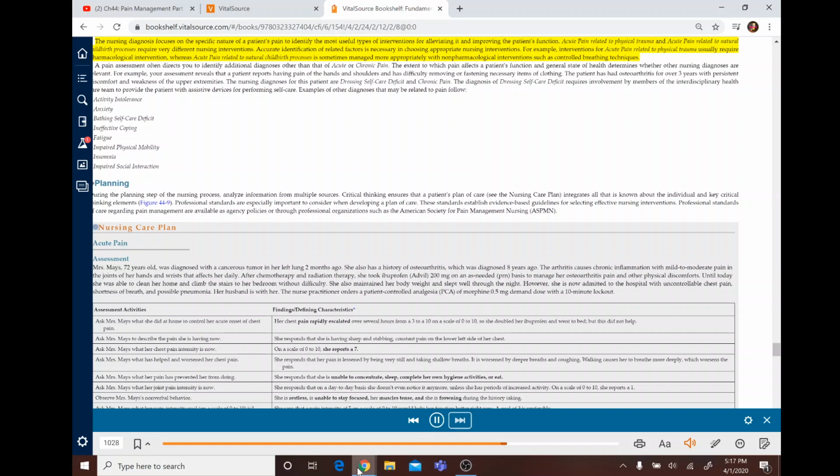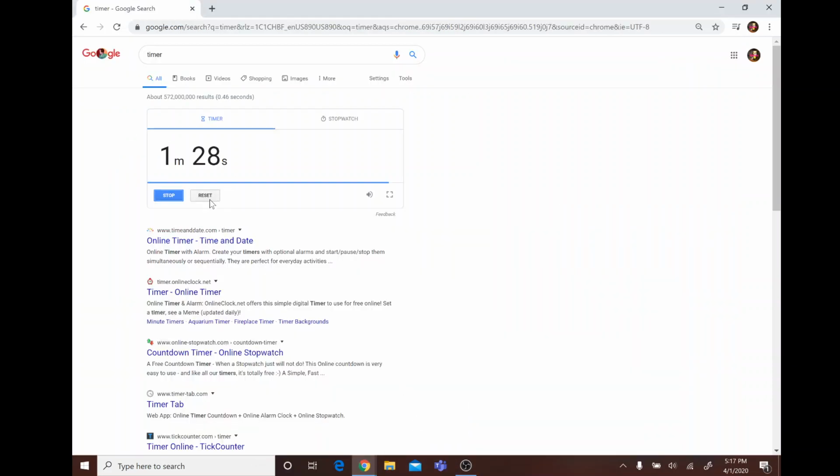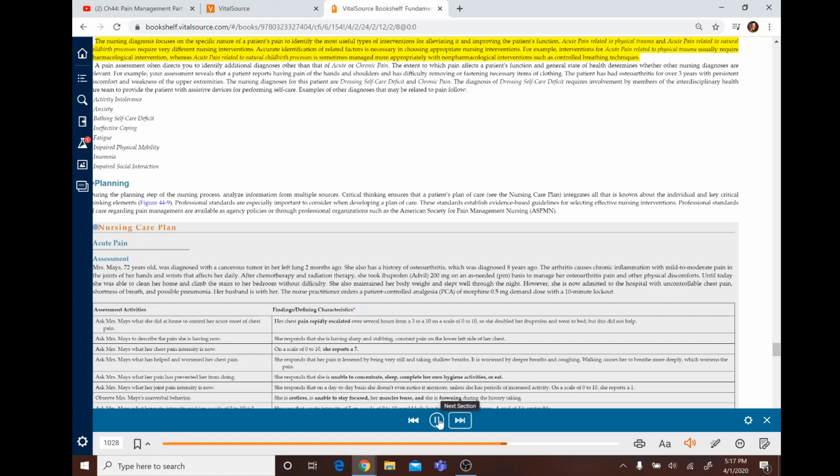The nursing diagnosis focuses on the specific nature of a patient's pain to identify the most useful types of interventions for alleviating it and improving the patient's function. Acute pain related to physical trauma and acute pain related to natural childbirth processes require very different nursing interventions. Accurate identification of related factors is necessary in choosing appropriate nursing interventions.